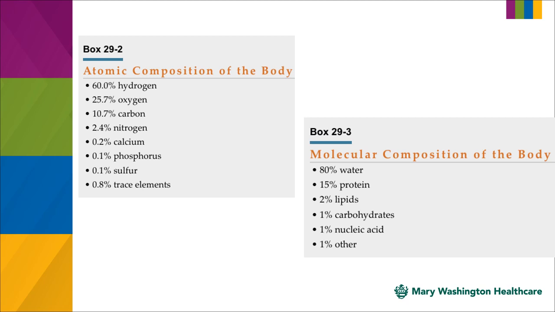So looking at the atomic composition of the body, we noted that 60% of the body is comprised of hydrogen, 25.7% oxygen, next is carbon, then nitrogen, and so forth, down to trace elements at 0.8%. As far as the molecular composition of the body, 80% of the body is comprised of water, 15% is comprised of protein, 2% lipids, 1% carbohydrates, 1% nucleic acids, which includes both DNA and RNA, and then 1% other.